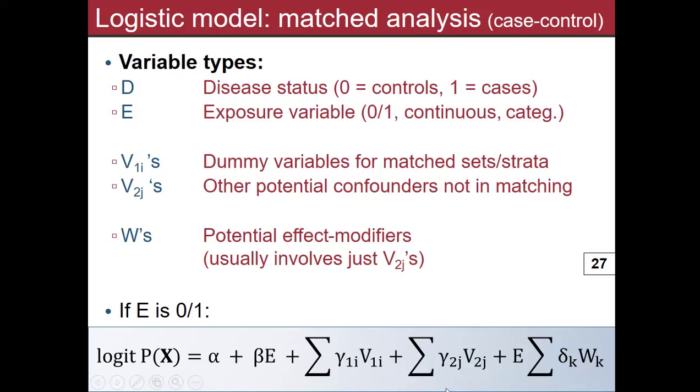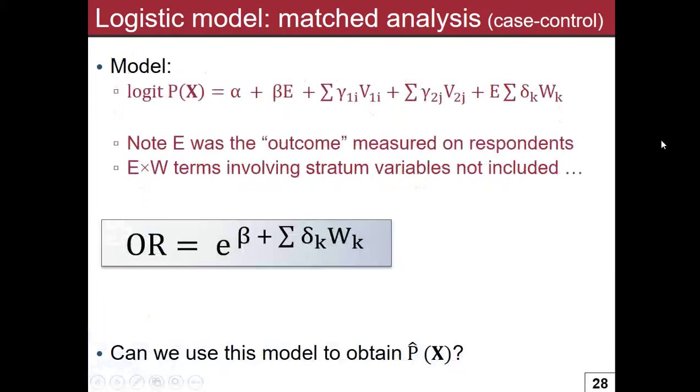So the old way we had last week was just we had all these gamma times V terms, and then we had our E times delta W terms, and now we're going to split out the V terms into two types: the ones that keep track of the matched sets and the ones that keep track of the more standard confounders. Okay, so again, a slight tweak to what we were doing before. And really, not much changes in terms of thinking about the odds ratio. We wrote the model a little differently, but really, things don't change too much.